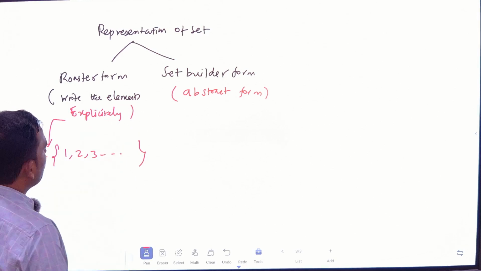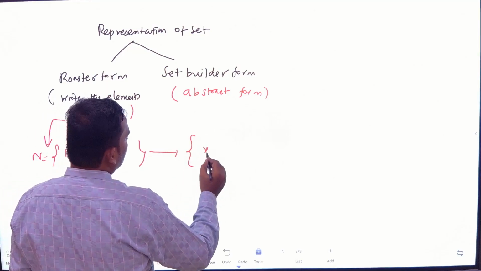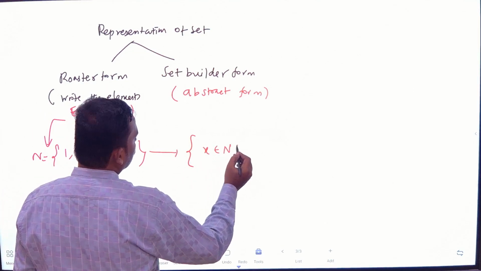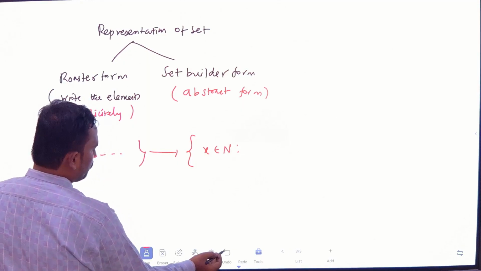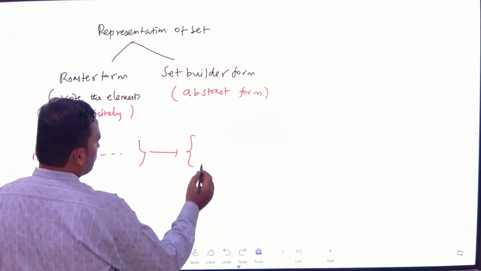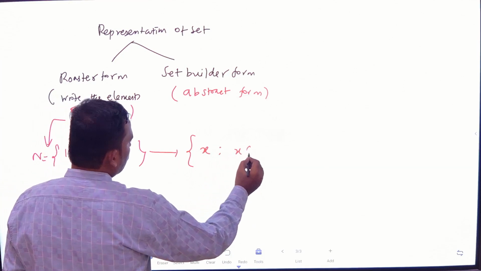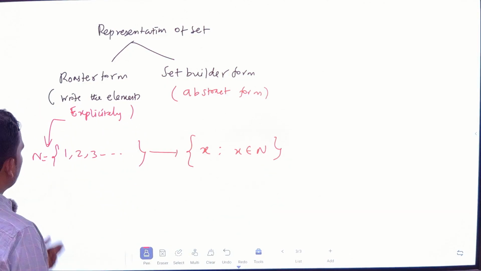So set builder form, how to write? This is converted into set builder form. How to write? It is just the collection of all the elements in the natural numbers, right? Otherwise, you can do one thing: you are collecting all the elements x such that x belongs to natural numbers, you can say. Let's take one more example.